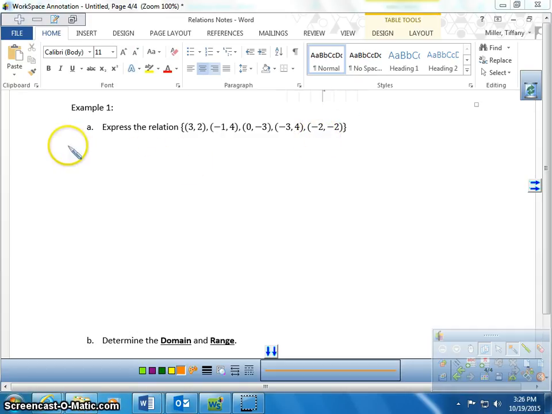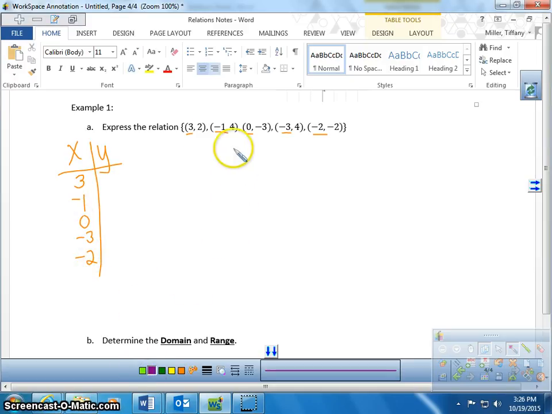So when you make a table, you're going to make an x and a y column. So you're going to list every x. So we have 3, negative 1, 0, negative 3, and negative 2. Then you're going to write every y: 2, 4, negative 3, 4, negative 2. There's my table.